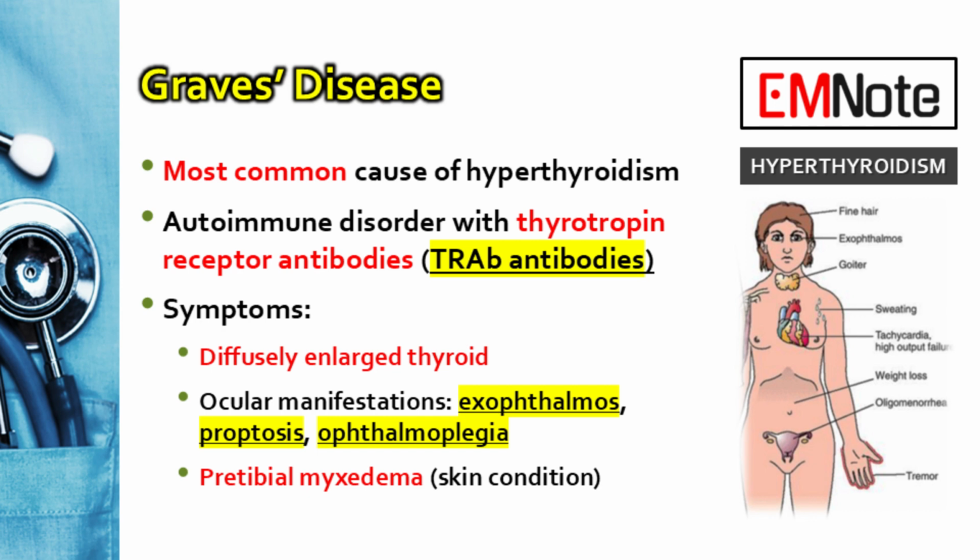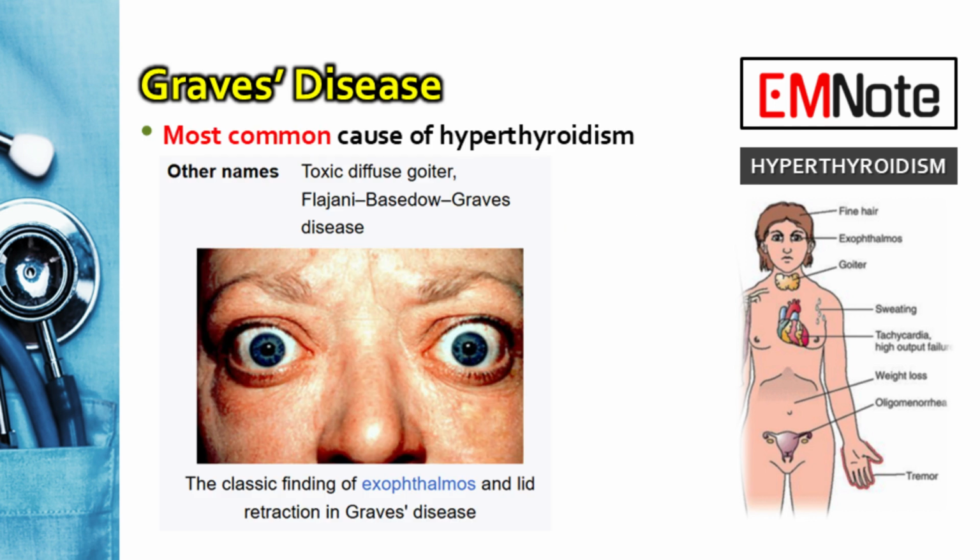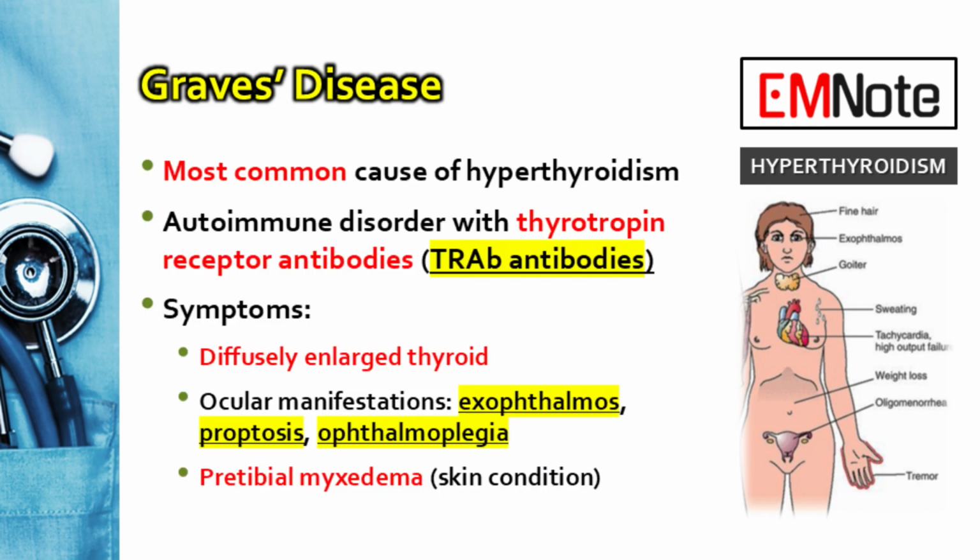This autoimmune disorder is characterized by a diffusely enlarged thyroid gland, the presence of thyrotropin receptor antibodies, or TRAb, and often ocular manifestations such as exophthalmos, proptosis, and ophthalmoplegia. Additionally, some patients may develop pretibial myxedema, a skin condition associated with Graves' disease.